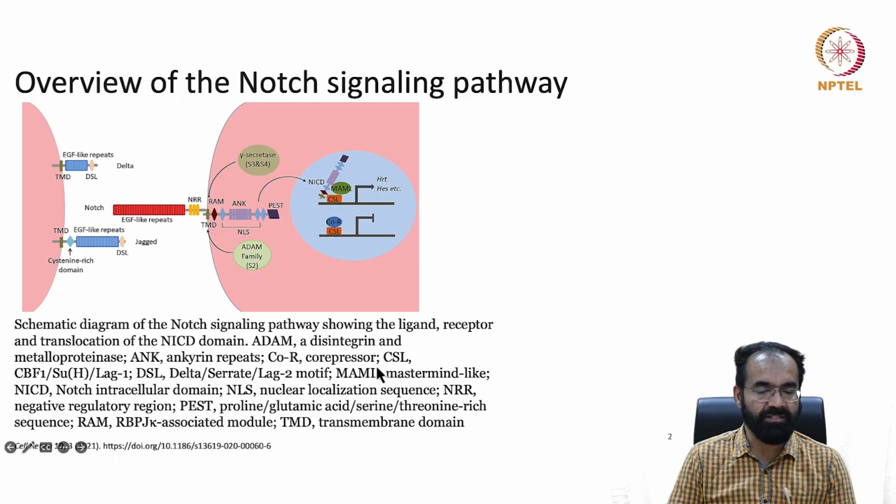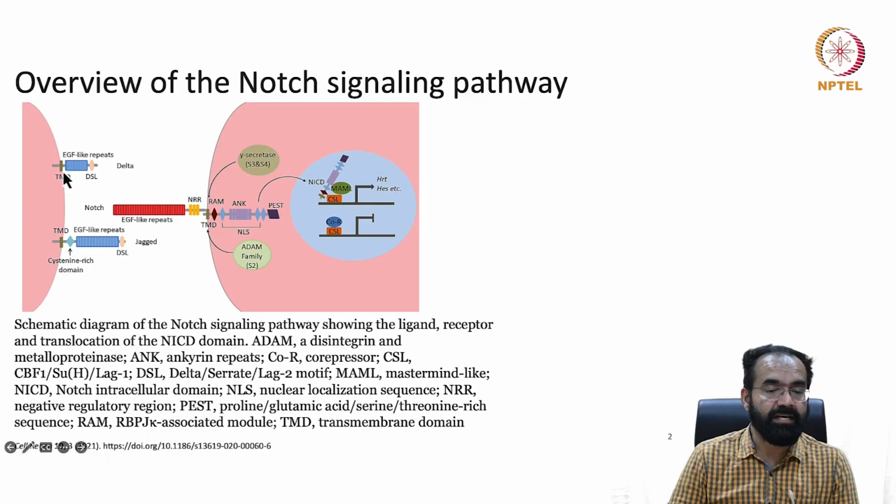COR means co-repressor. CSL means a bunch of genes: CBF1, SU(H), LAG-1. DSL means Delta, Serrate, LAG-2, and MAML means Mastermind-like. NICD means notch intracellular domain, NLS means nuclear localization signal, NRR means negative regulatory region, and PEST stands for proline, glutamic acid, serine, threonine. These are all well accepted terminology, and TMD stands for transmembrane domain, etc.